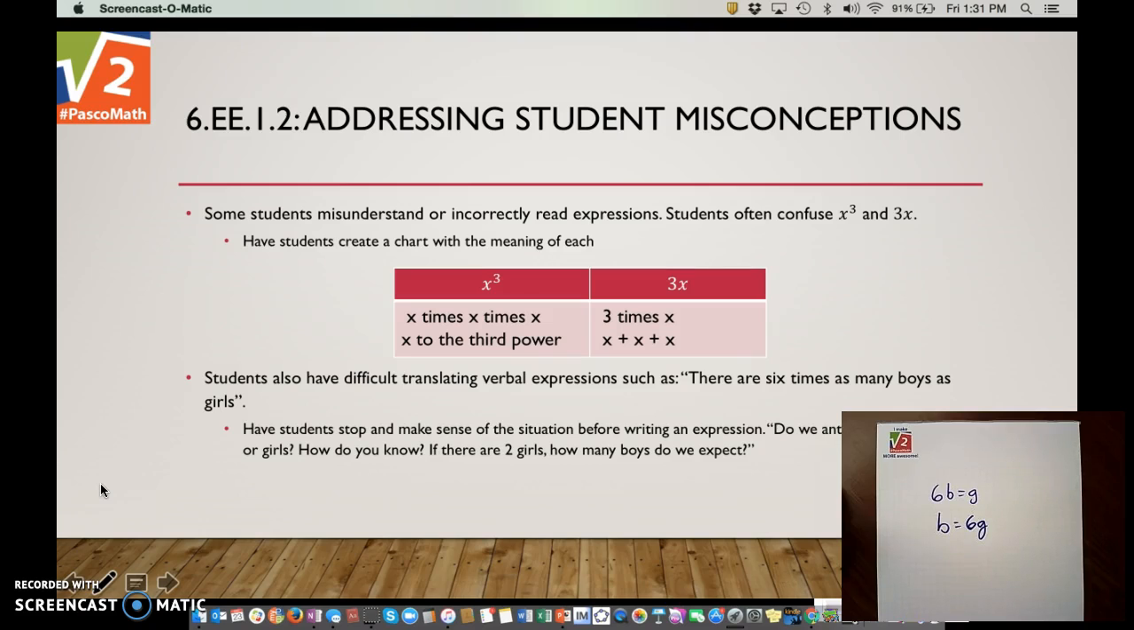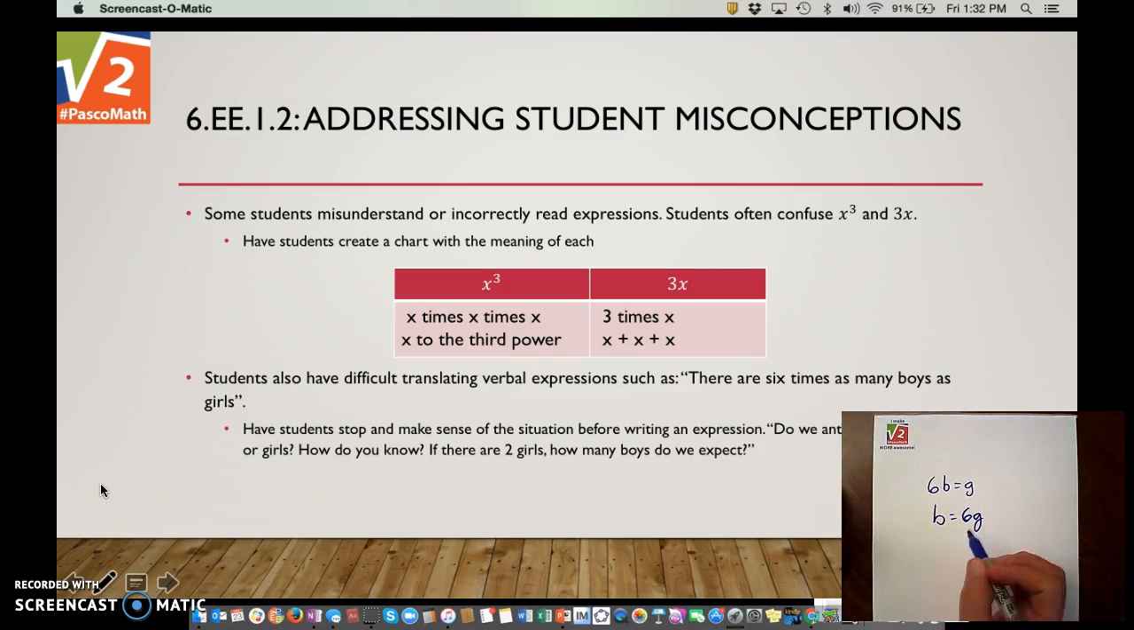And so they know how to substitute. We've done that already in the standard. So even have them substitute values there. And again, act out, substitute until they see that that is the correct expression, because we need to have more boys than girls. And so if there's 1 girl, 1 times 6 is 6 boys, and that ratio holds true.